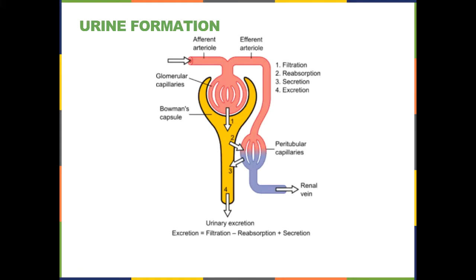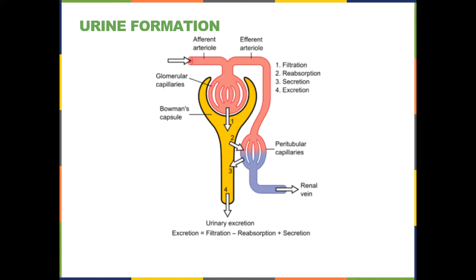Now this is just an overview of how urine actually forms. Blood comes in the afferent, that's AFF, arteriole, goes into the glomerular capillaries, and is filtered into Bowman's space, or Bowman's capsule. Then the blood comes out the efferent arteriole, and that blood vessel actually goes by the proximal and distal convoluted tubules. And during this process, it's filtered, number one, at the glomerular area.